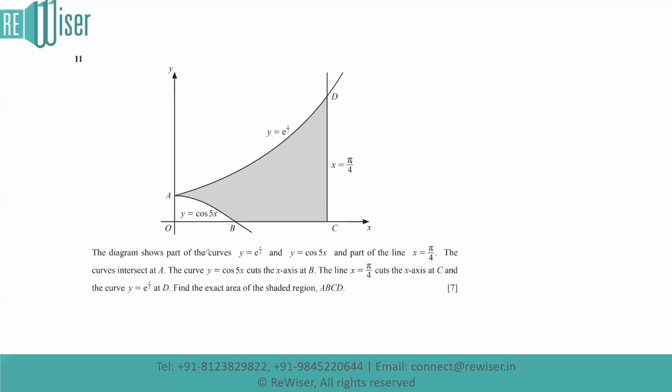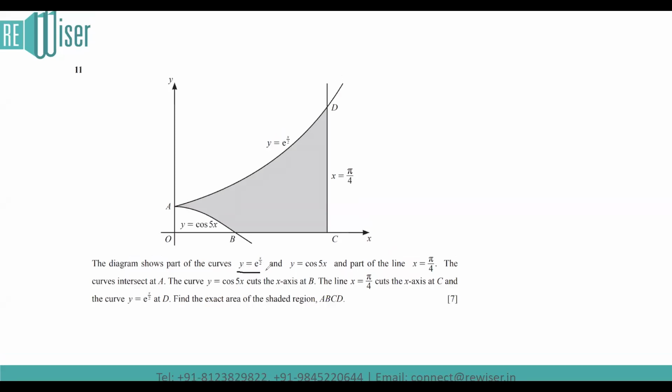Hello students, the diagram shows a part of the curves y equals e to the power x by 2 and y equals cos 5x, and the part of the line x equals pi by 4. The curve intersects at A, so that's the point which they have drawn, and the curve y equals cos 5x cuts the x-axis at point B.